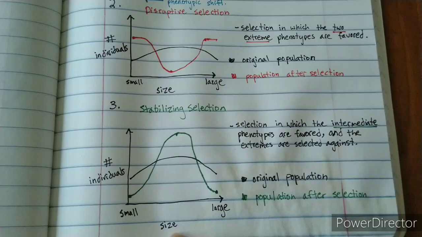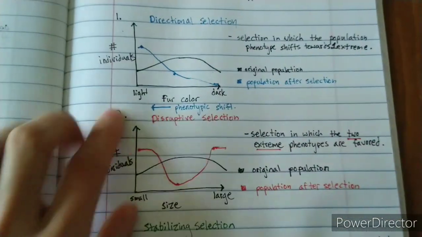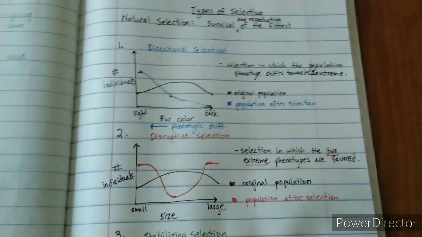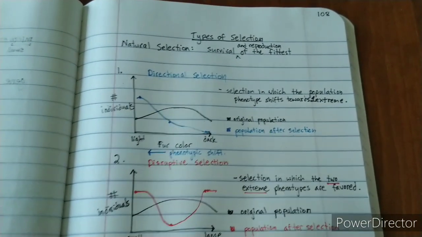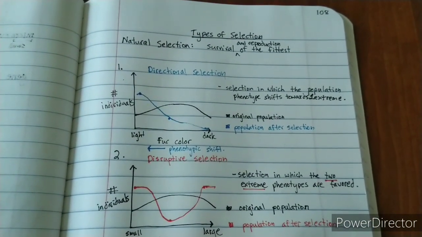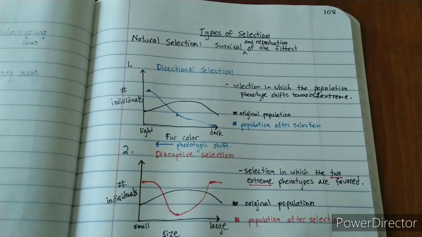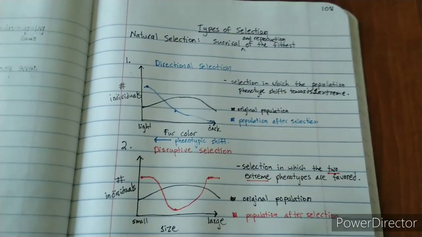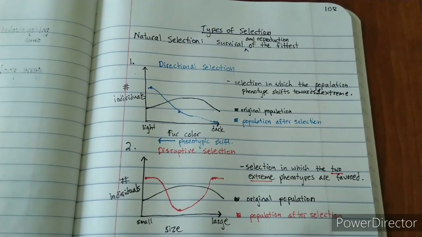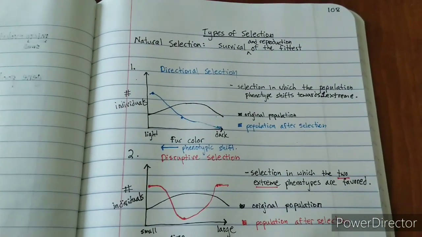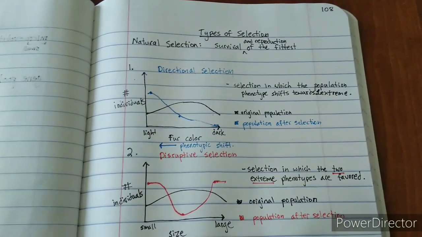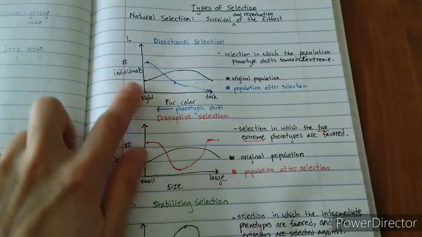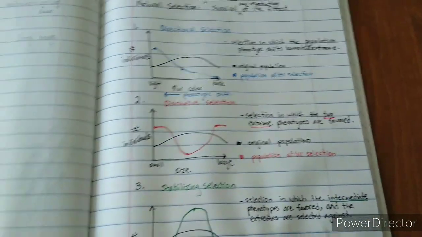Now, I used the idea of size and fur color as my different adaptations that would make my bunny rabbits selected for or against. All sorts of different phenotypes actually play in this in the real world. So I could have things like spots, eye color, toe number, beak shape, anything that is a phenotypic adaptation can be something that is one of these three selections.